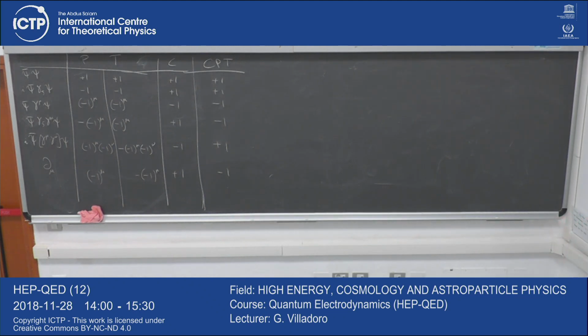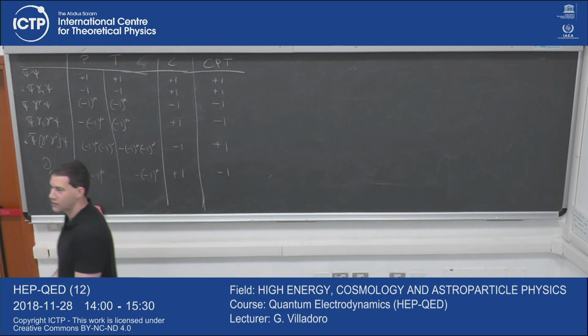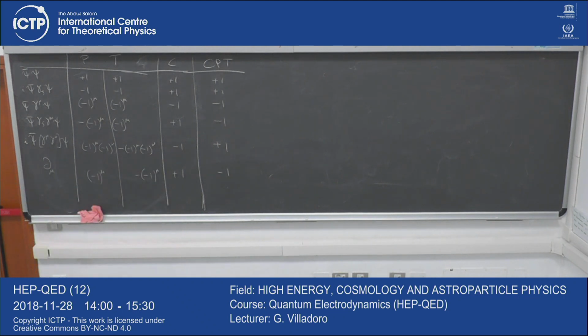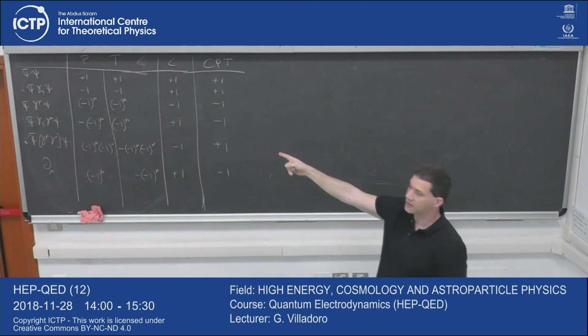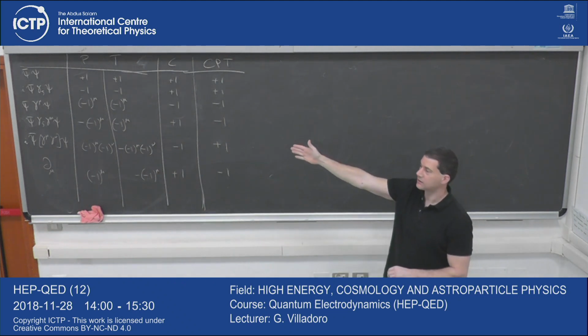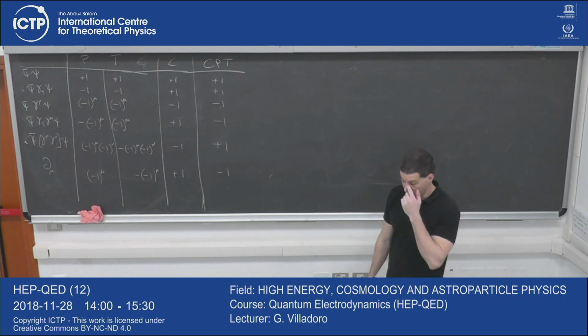But CPT will never be violated. If you find experimentally CPT violated, either you have breaking of Lorentz invariance, or there is some non-locality in the theory. Any Lagrangian you can construct, which is local and Lorentz invariant, will automatically be CPT invariant.